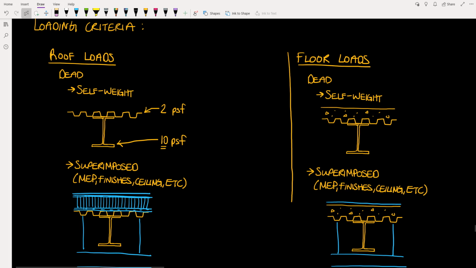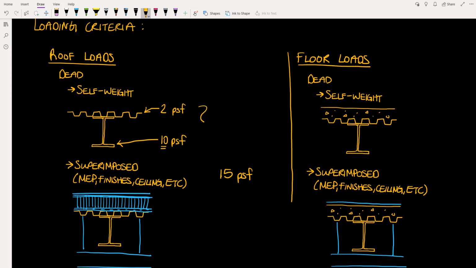And also, the superimposed dead load includes all of the stuff that's hung just below the floor level. So that includes the MEP, the hung ceiling, if there happens to be one, which could be your typical acoustical ceiling tiles or gypsum board, etc. Also, lights have weight and they're hung from the structure, so that will all be included in the superimposed dead load. And the allowance that we typically give for superimposed dead load is about 15 pounds per square foot.